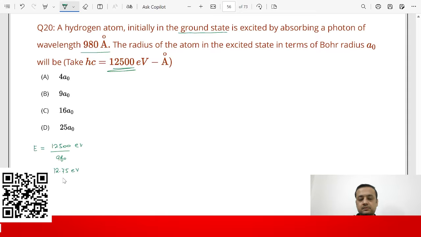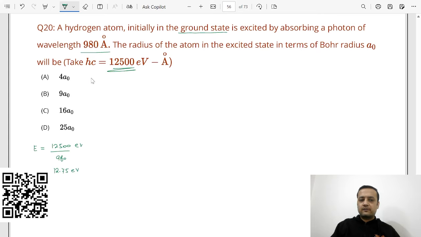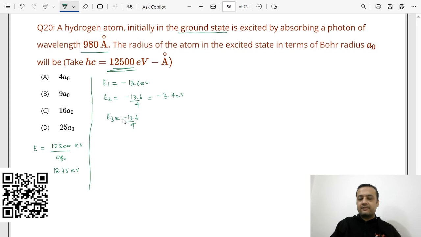Now, if you try to recall the energy of the hydrogen atom, E1 is minus 13.6 electron volt, right? E2 is minus 13.6 by 4, which is minus 3.4 electron volt. Then E3 is minus 13.6 by 9, the energy of the third orbit, which comes out to be minus 1.51 electron volt. E4 is minus 13.6 divided by 16, and this value is minus 0.85 electron volt.